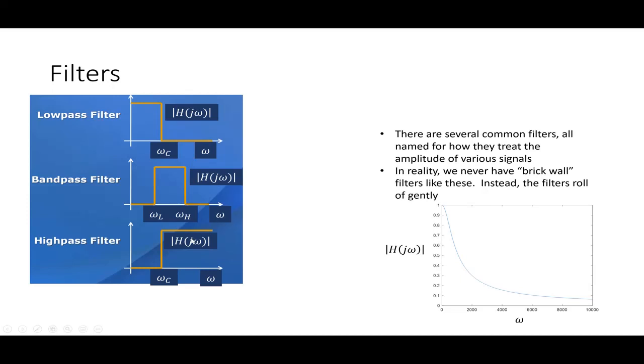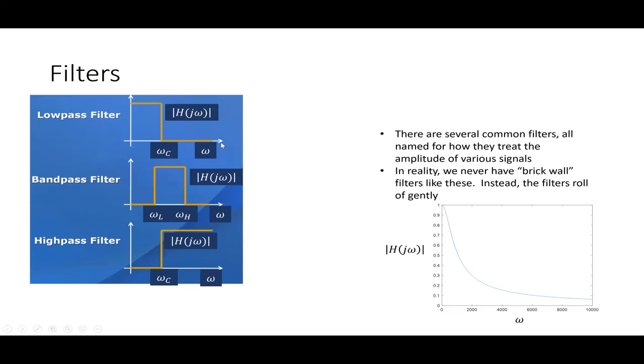A high-pass filter is the opposite of that. A high-pass filter passes sinusoids that have frequencies greater than omega c and tries to kill off anything with a frequency lower than omega c. A band-pass filter only passes stuff in a small band and stops the low stuff and stops the high stuff. I called these brick wall filters because they essentially look like a true brick wall. I pass things and then I don't pass anything.